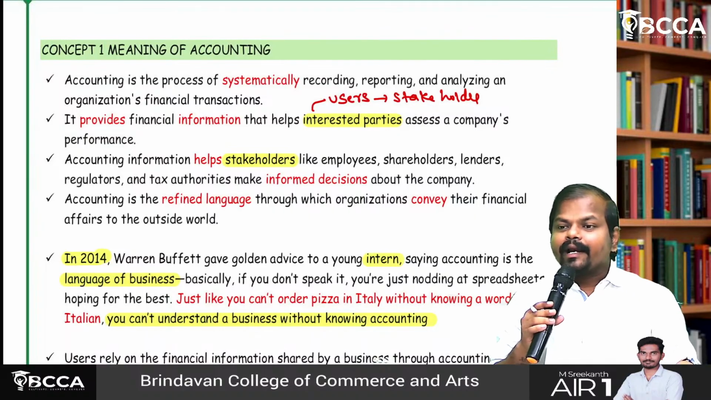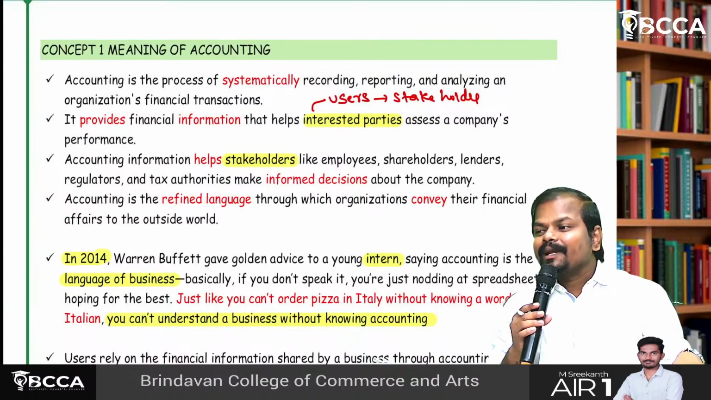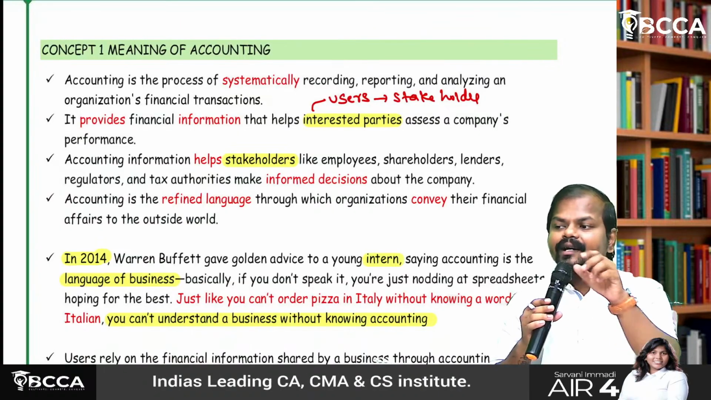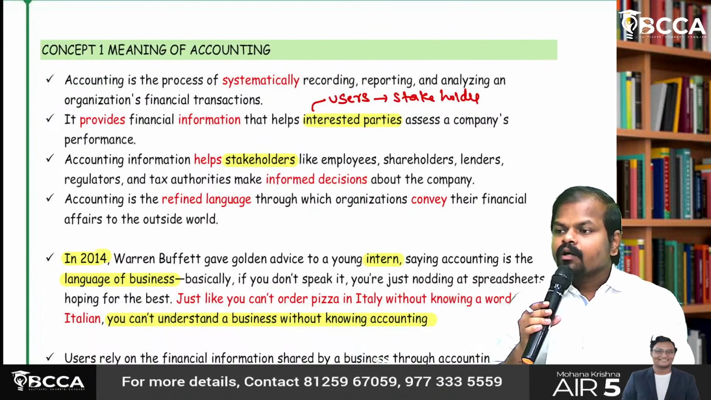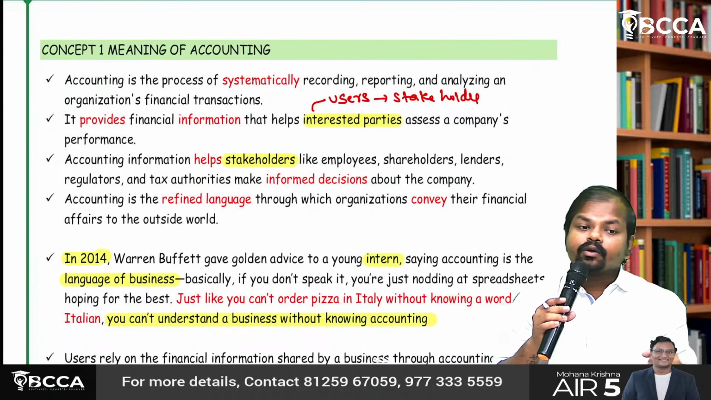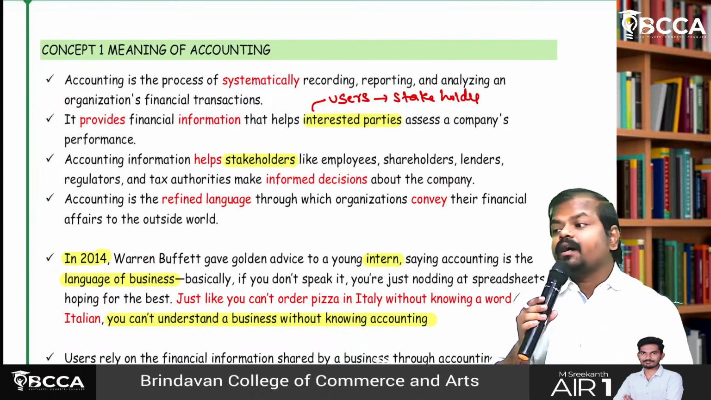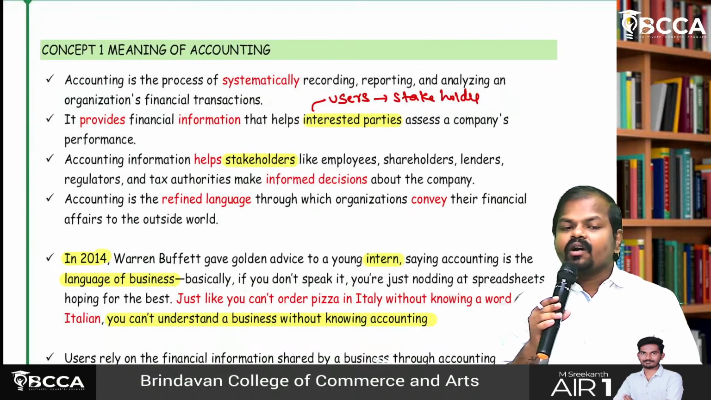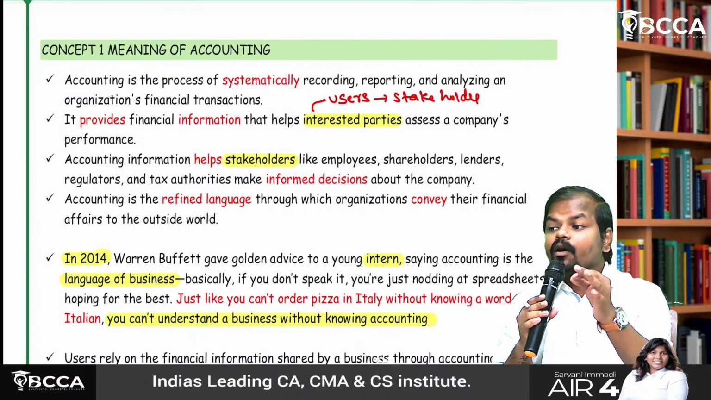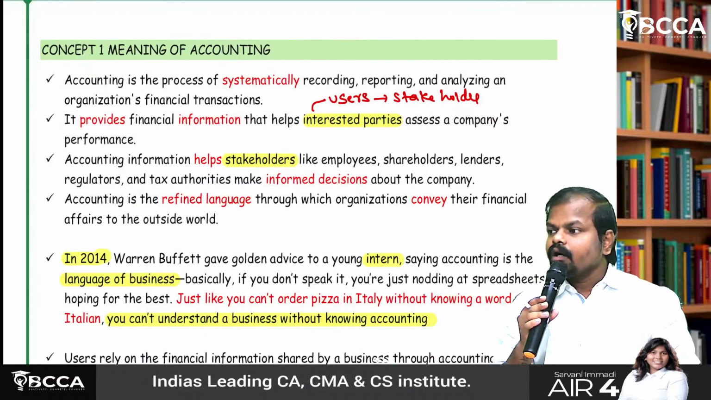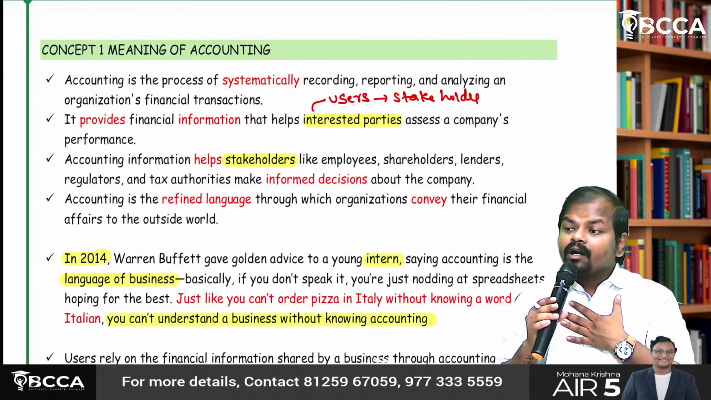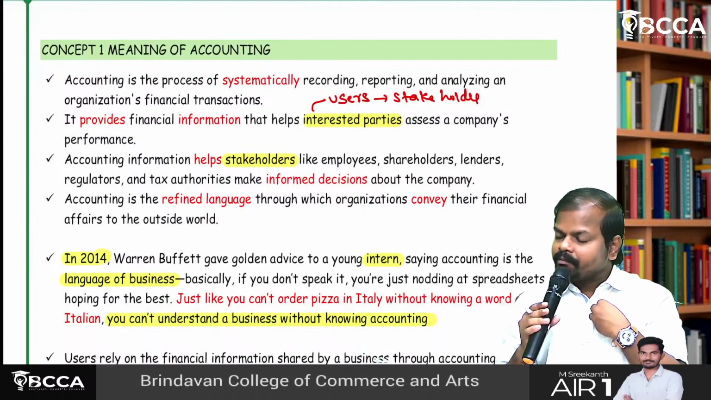Regulator means separate regulators are there. Example, CAG. If you go for the audit subject in Group 2, the Comptroller and Auditor General of India. According to Section 139 of the Companies Act 2013, the first auditor of a government company is appointed by the CAG. CAG is a regulator.